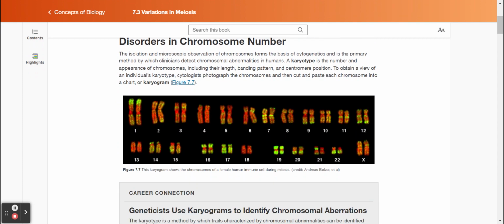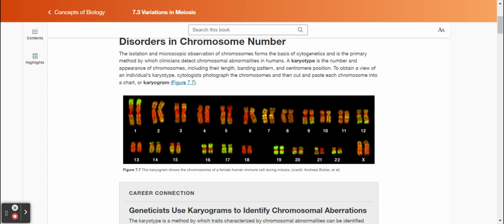Disorders in chromosome number. The isolation and microscopic observation of chromosomes forms the basis of cytogenetics and is the primary method by which clinicians detect chromosomal abnormalities in humans. A karyotype is the number and appearance of chromosomes, including their length, banding pattern, and centromere position.